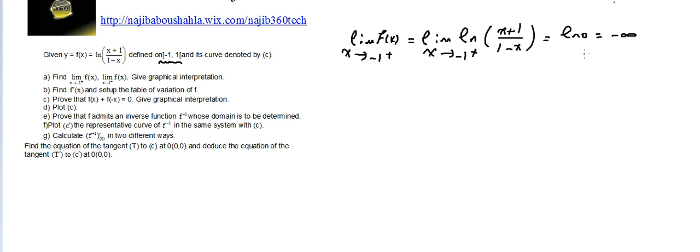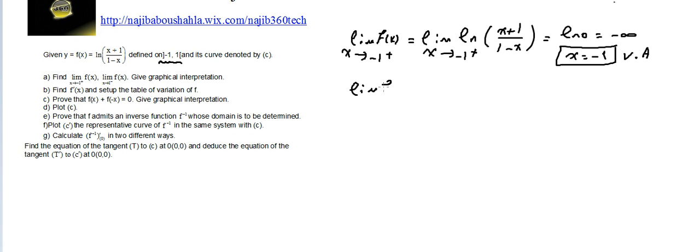The limit at minus 1 is minus infinity, then x equals minus 1 is a vertical asymptote. This is the graphical interpretation.